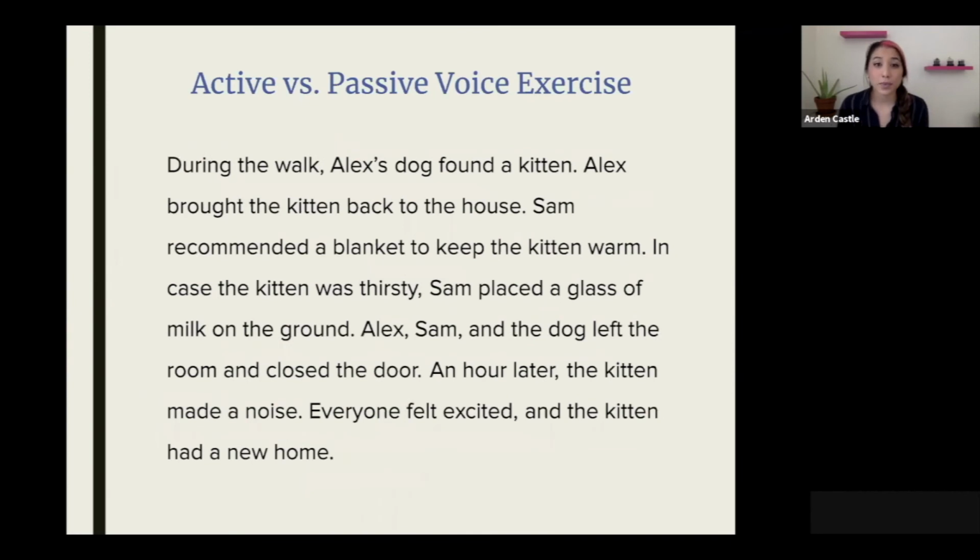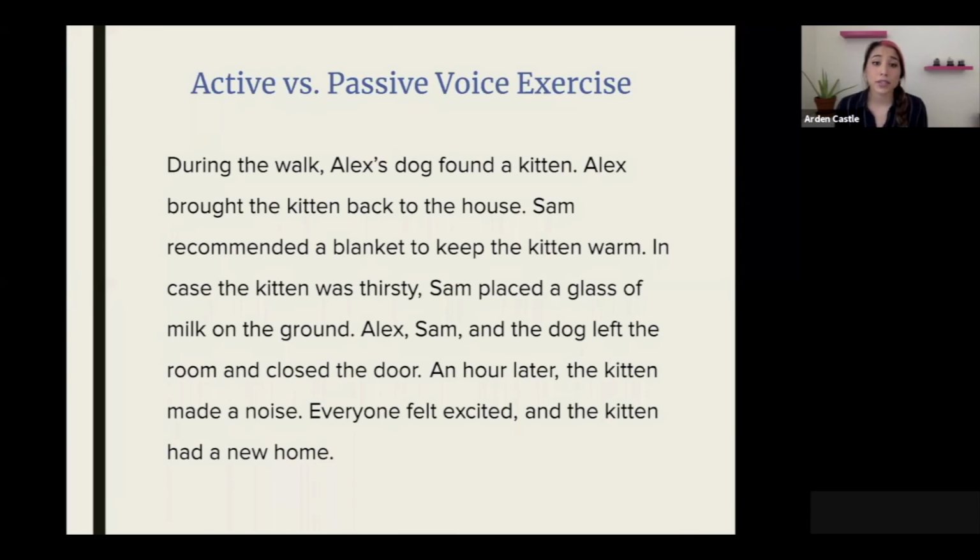In this revised paragraph, we have, during the walk, Alex's dog found a kitten. Alex brought the kitten back to the house. Sam recommended a blanket to keep the kitten warm. In case the kitten was thirsty, Sam placed a glass of milk on the ground.